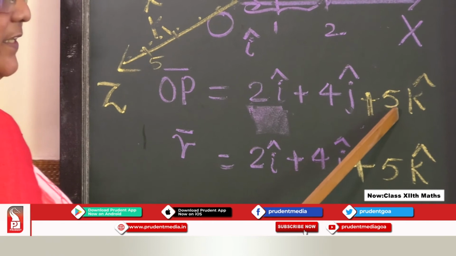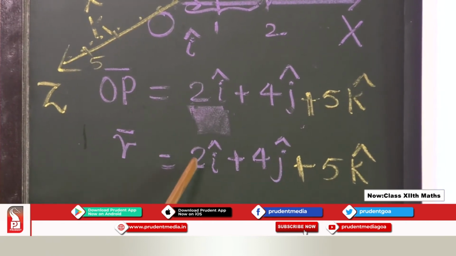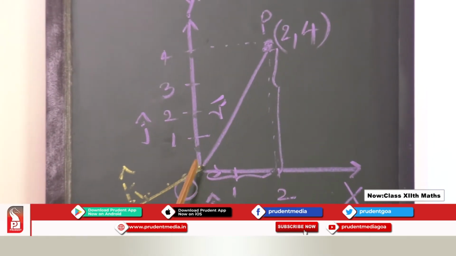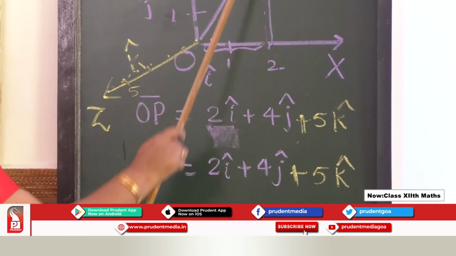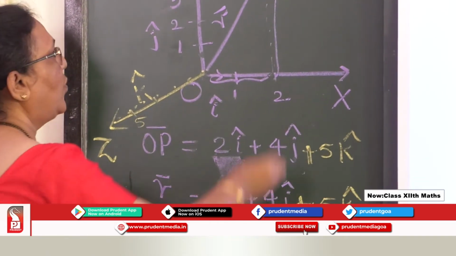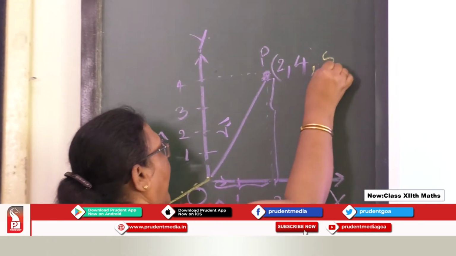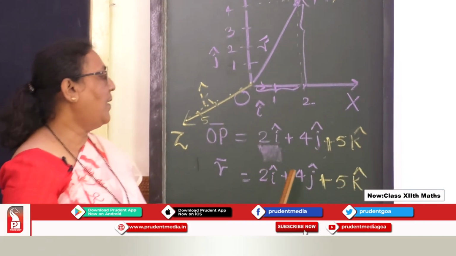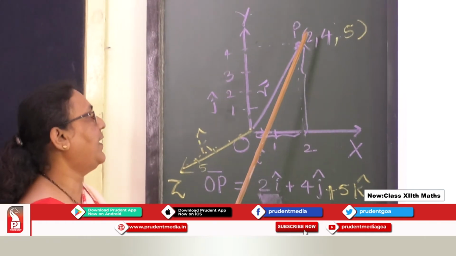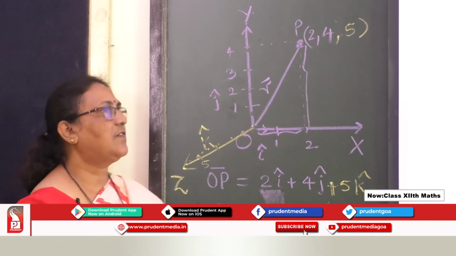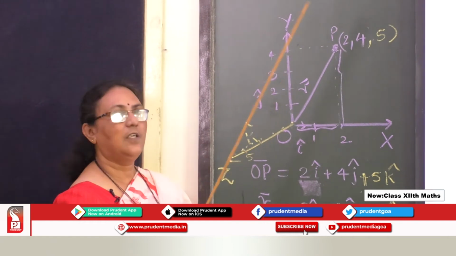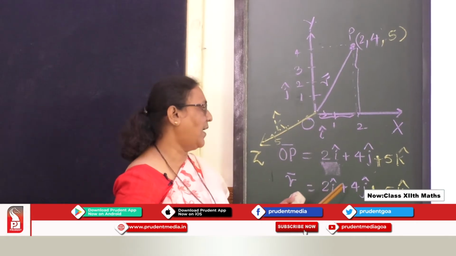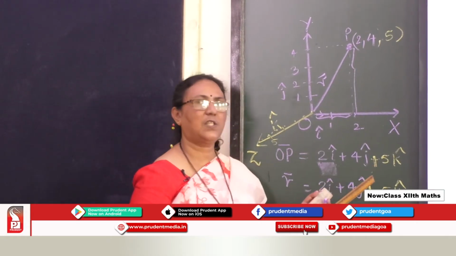So, 5 times k is added here, and you will get vector r bar. That is OP; another name for OP is r bar, which is 2 times i, 4 times j, and one more coordinate, the z coordinate, 5. So you will get 2i, 4j and 5k for any point in space. Suppose this fan is there whose x, y, z coordinates are 2, 4, 5, then it can be represented by the vector 2 times i, 4 times j plus 5 times k.